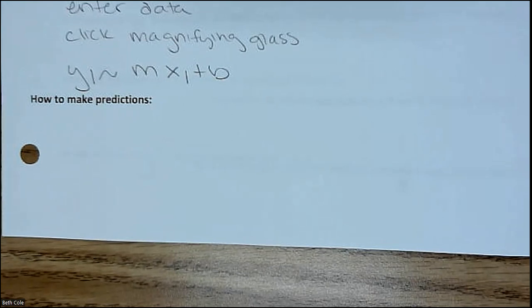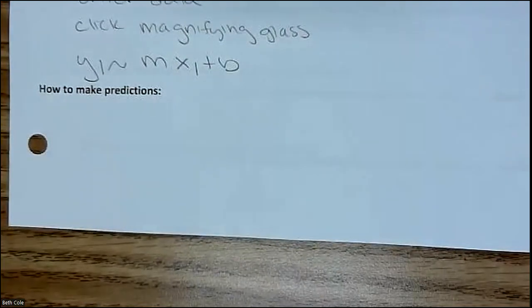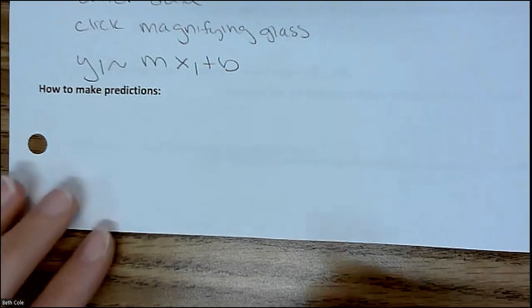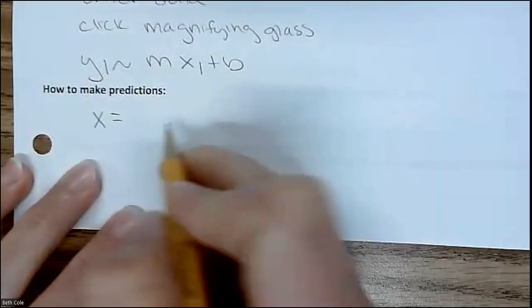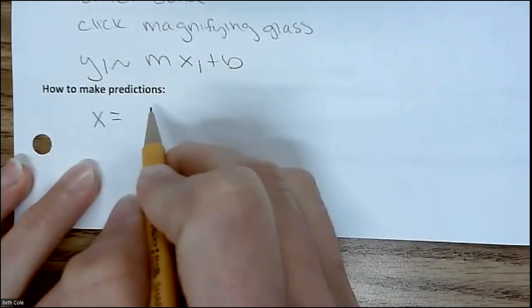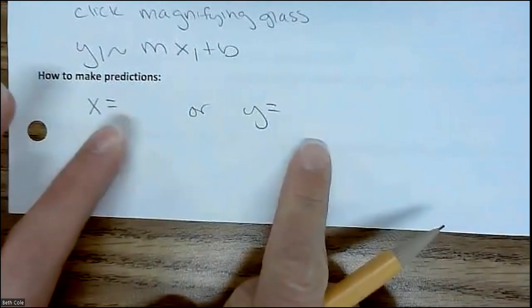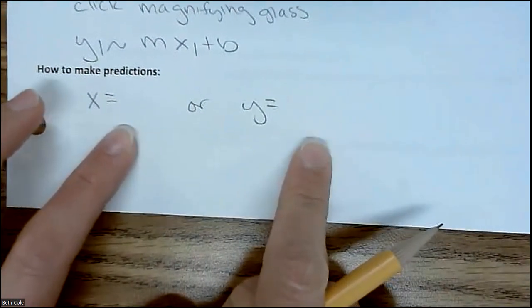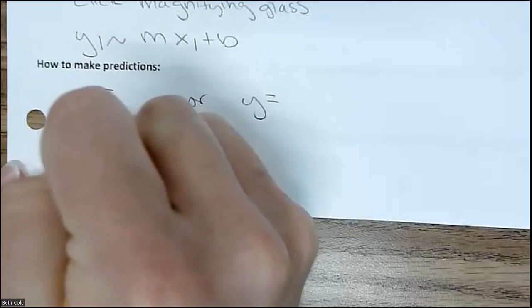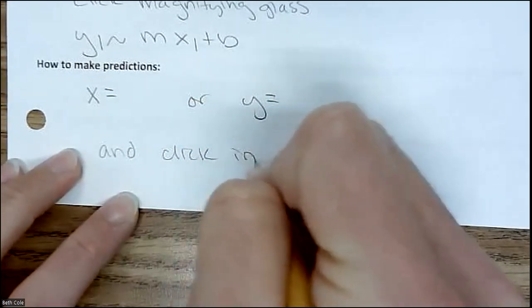To make predictions, you're either going to be given an x, predict y, or given a y, predict x. And again, the calculator will do this for you as well. You're either going to put in x equals whatever number they give you, or y equals whatever number they give you. Just make sure you choose the correct one. And again, I have examples on this. We'll go through it. And click the intersection.